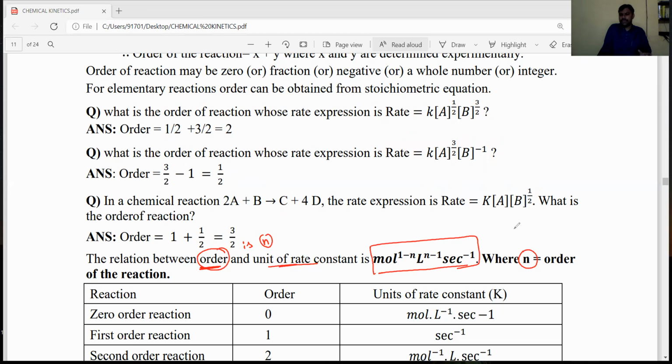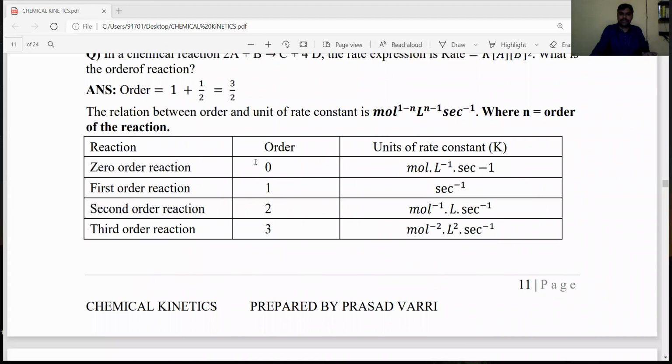So if n is equal to 0, it is called a zero order reaction. n is equal to 1, first order reaction. n is equal to 2, second order reaction. Under such types of reactions, what is the rate constant formula? Okay, that we need to find out. Okay, dear students, let's see the zero order reaction first; its rate constant is very, very important.